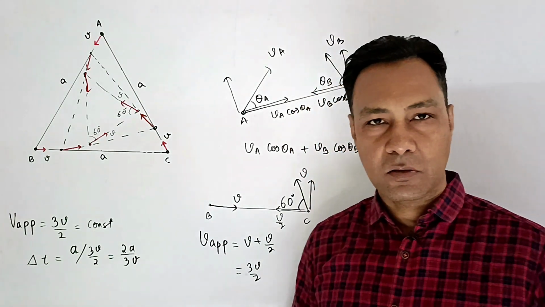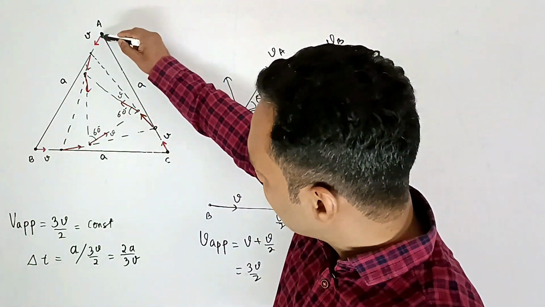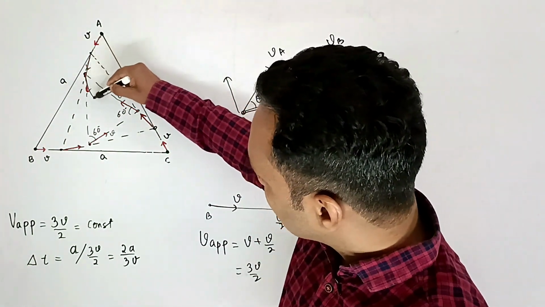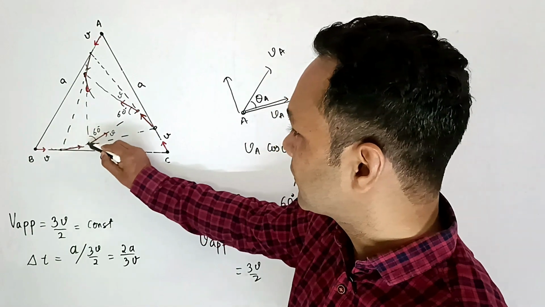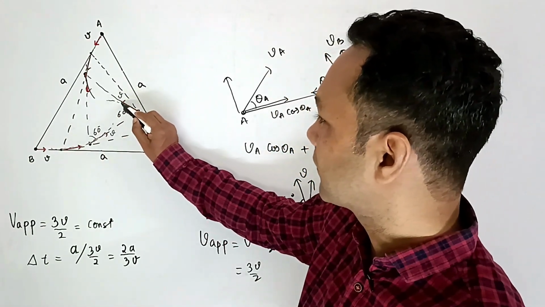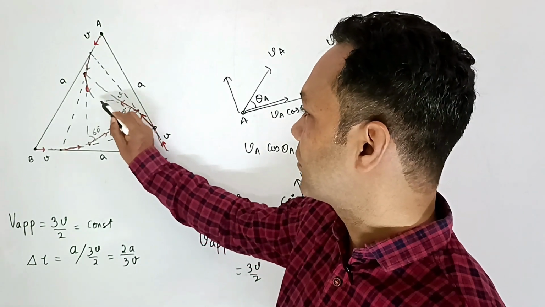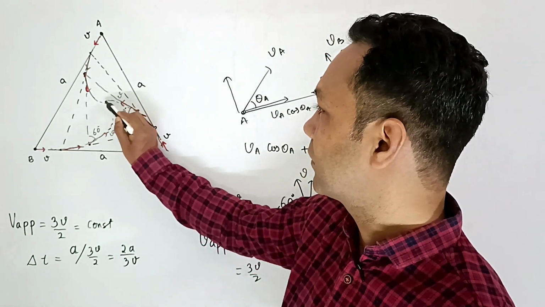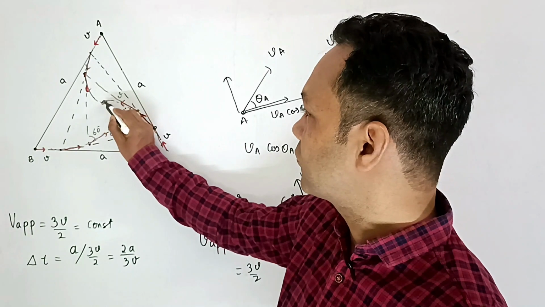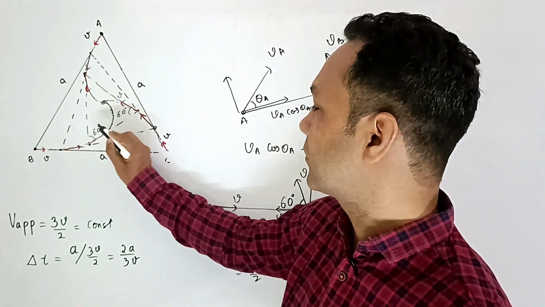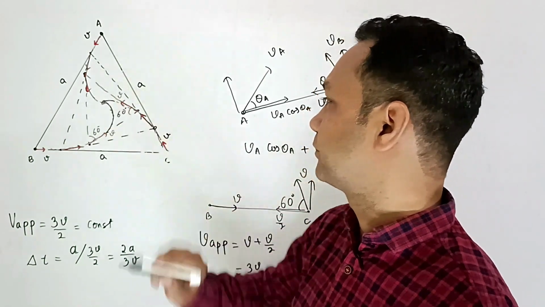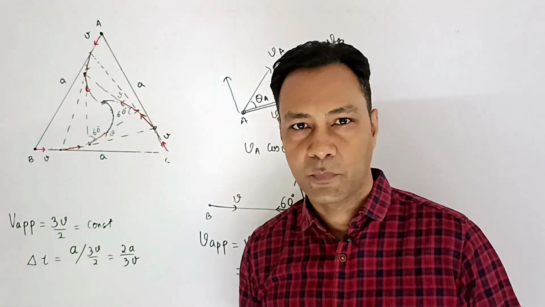So they will move like this, like this, and the separation is becoming smaller, and they will eventually collide at the center of this triangle, or the centroid of the triangle.